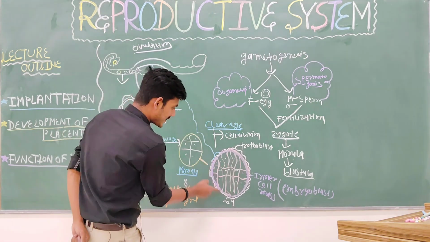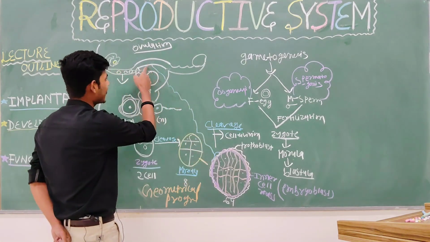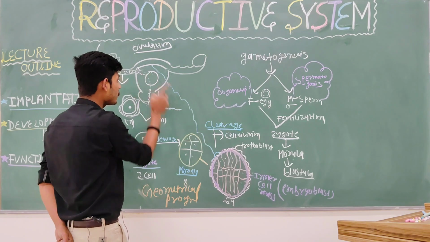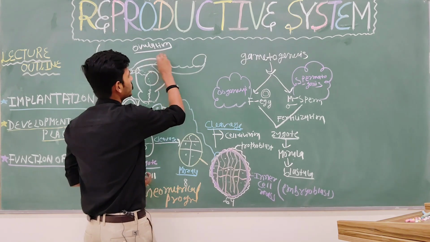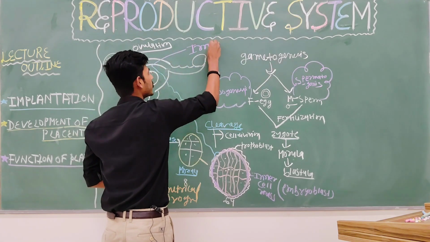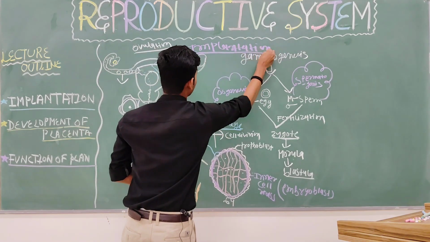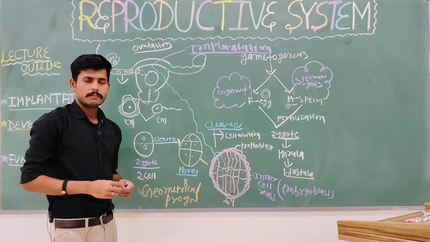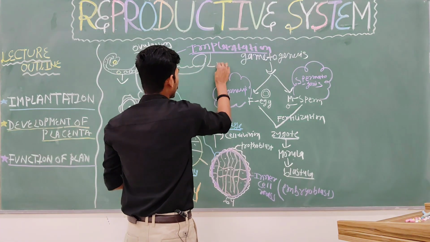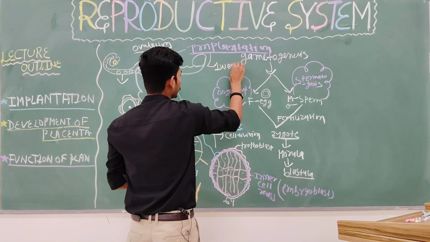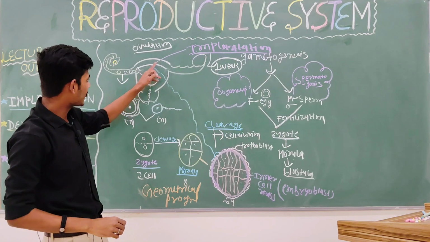Now, this 64-cell structure referred to as the blastula or blastocyst gets attached to the endometrium, and this process of attachment is referred to as implantation. Am I clear? Now you may be thinking that fertilization happened, but after how many days does implantation happen? Remember, it's happening after 1 week of fertilization. After 1 week of fertilization, this blastocyst gets attached here.